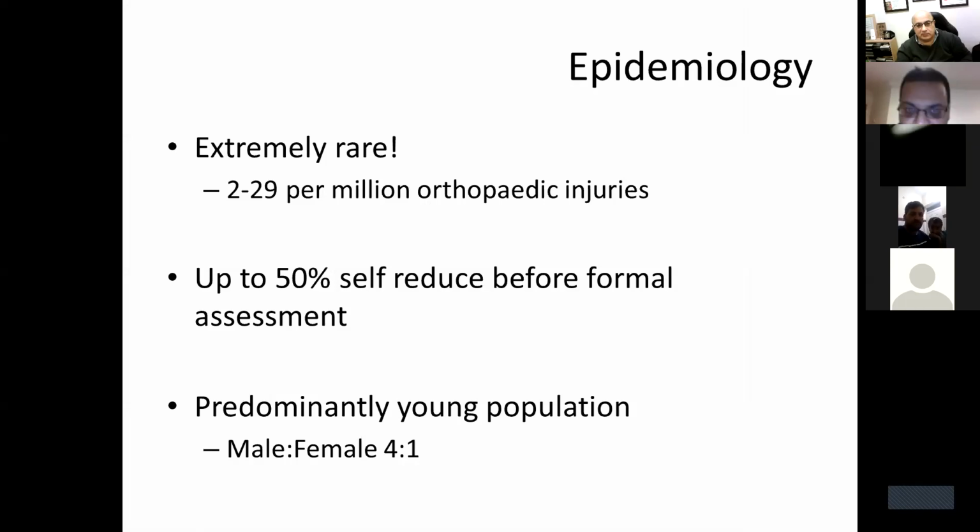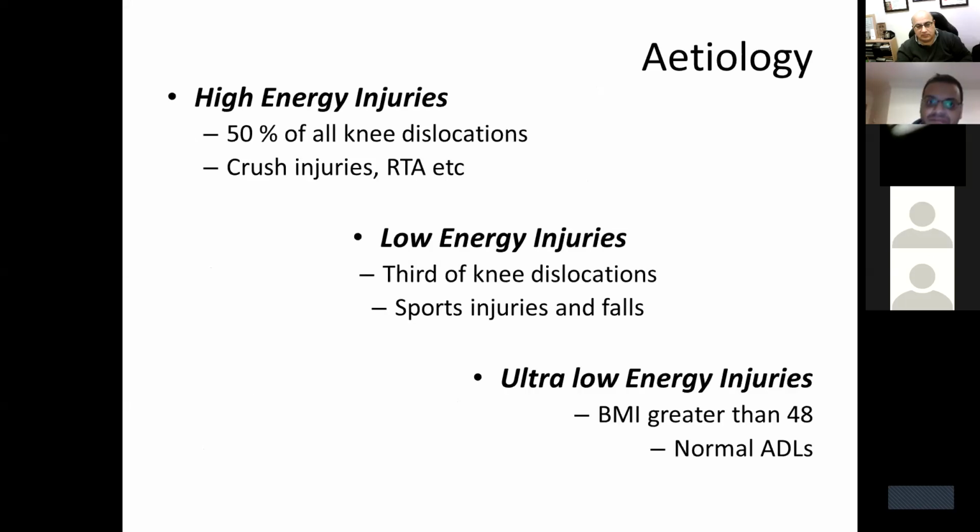And the reason it's important to have a high index of suspicion is the fact that 50% of them self-reduce before the time you get to see them. It happens more in males than in females. So you can think about these injuries in perhaps three ways. You have the high energy mechanisms, crush injuries, road traffic accidents, motor vehicle accidents, and they account for about 50% of multi-ligament injuries of the knee.